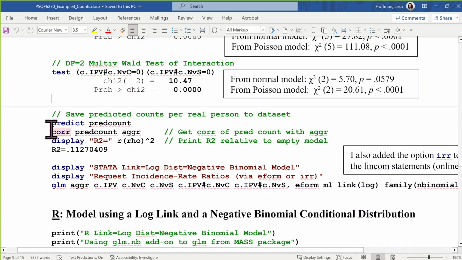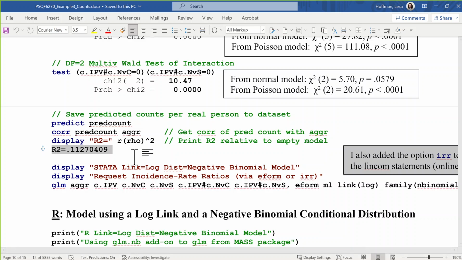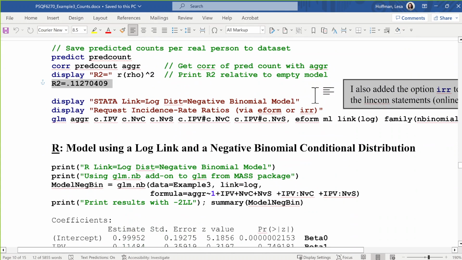I am then asking for a Pearson correlation between predcount and my actual outcome, aggressive verbalizations. And then I am asking it to square the correlation that it printed. And then there it is. So my R-square is 0.11 for how much variability in aggressive verbalizations my model has accounted for. So you can have a general effect size like this. You can have specific effect sizes as odds ratio type things for your slopes as well. So the best of both worlds.